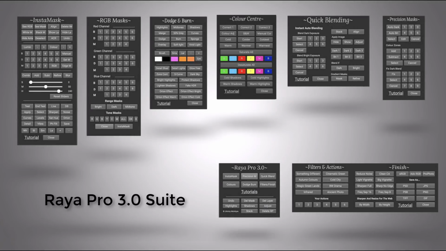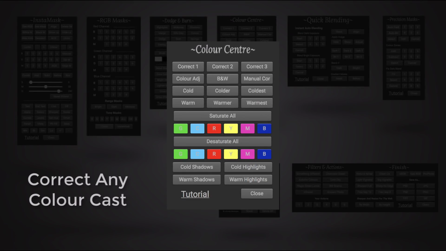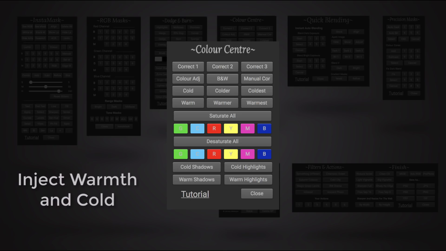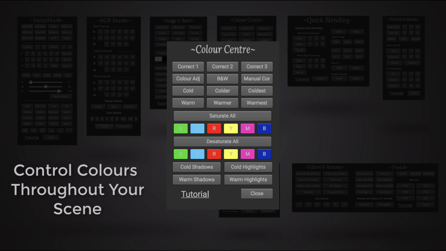Now, outside of exposure blending, we also have a color center panel, which gives us 4 options to correct any color cast in our image. We can add extra cold tones, we can add extra warmth, we can add specific cold tones to the shadows or highlights, or we can add warm tones to the shadows and highlights. We can desaturate or saturate all of our colors, and then we can do the same but with individual colors.